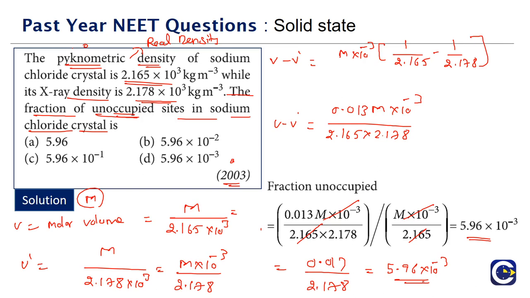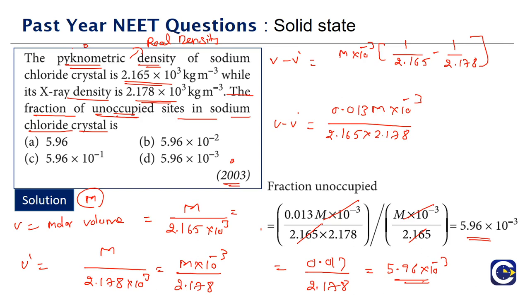Always, pycnometric density means it is like the real density. It just gives the mass divided by the total volume as per the unit cell calculation. X-ray density will consider only the volume that is occupied by the actual sodium ions and chloride ions. So if there are unoccupied sites, the value of X-ray density will be coming as higher. Why? Because it will not count that particular volume.